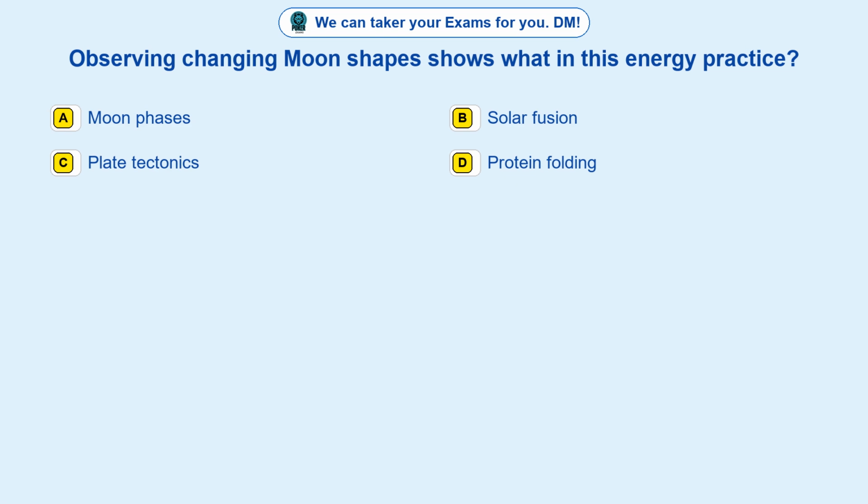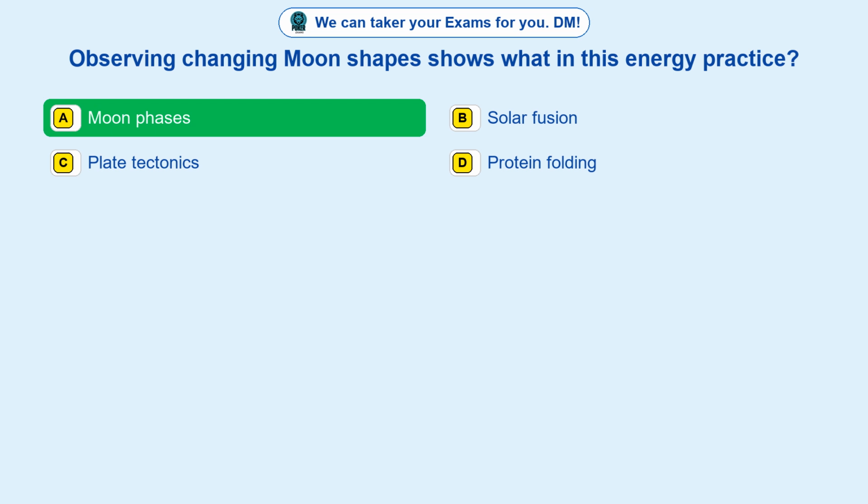Question 90. Observing changing moon shapes shows what in this energy practice? Option A, moon phases. Option B, solar fusion. Option C, plate tectonics. Option D, protein folding. The correct answer is option A.